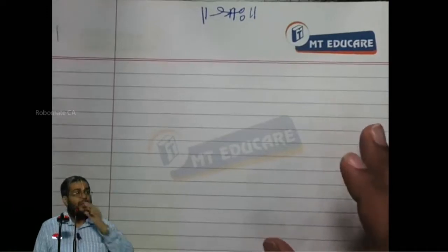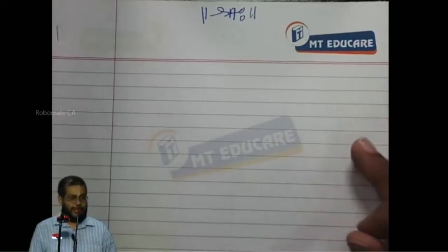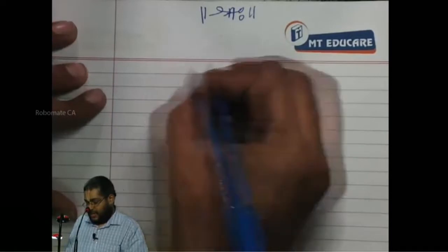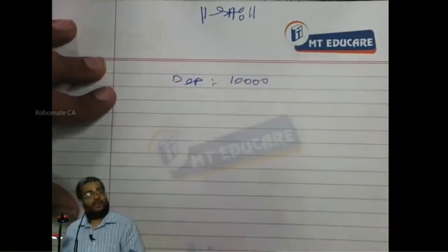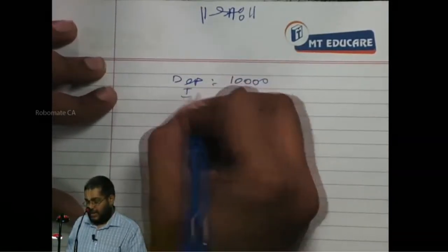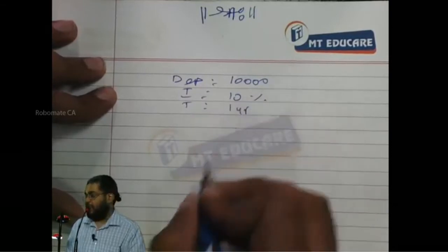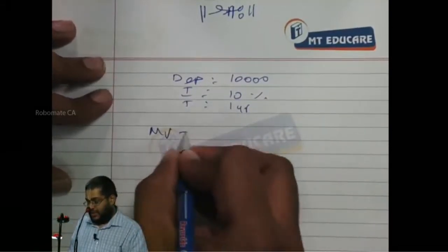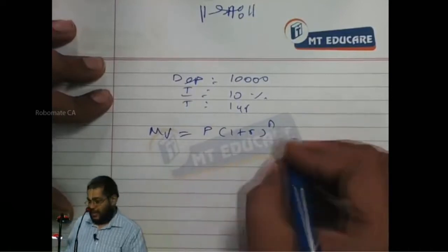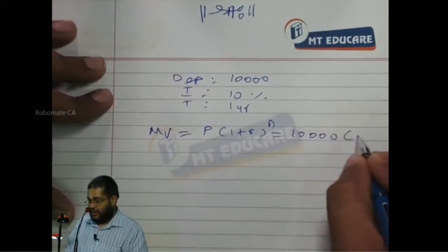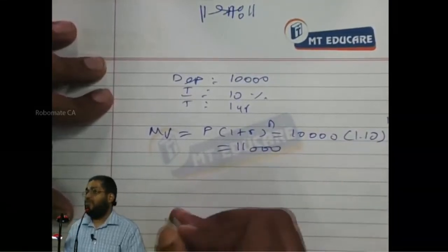Before that, one IPCC discussion, very simple. Even in school days you should have studied it. Suppose I deposited 10,000 rupees at an interest rate of 10% for a term of 1 year. Tell me, what is the maturity value? Maturity value is principal into (1 plus r) power n. That is 10,000 into 1.10 for 1 year, which equals 11,000.